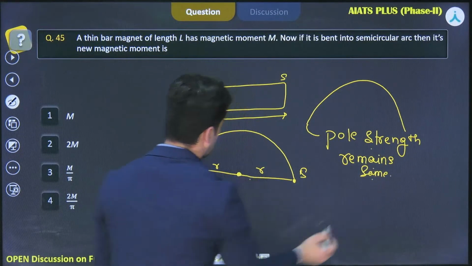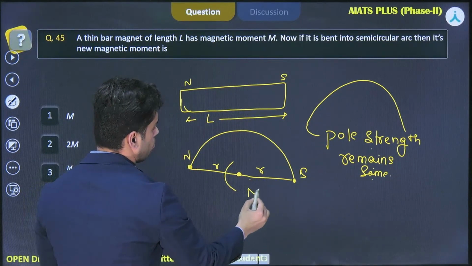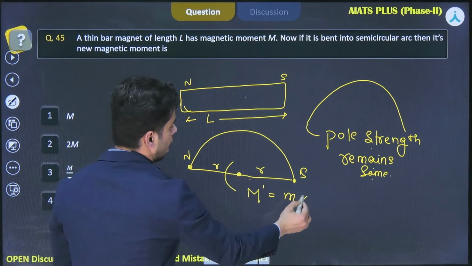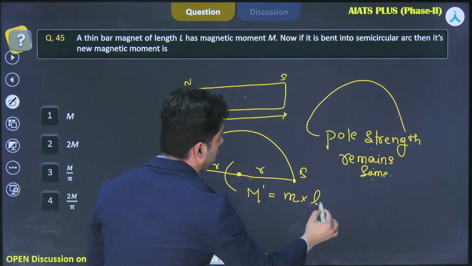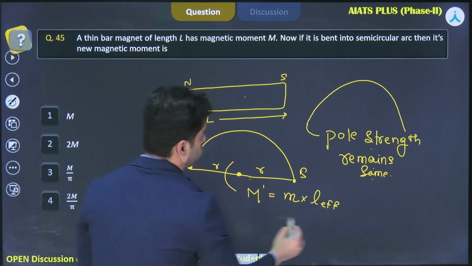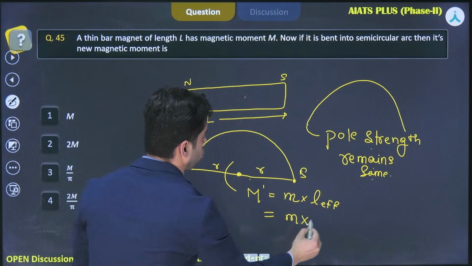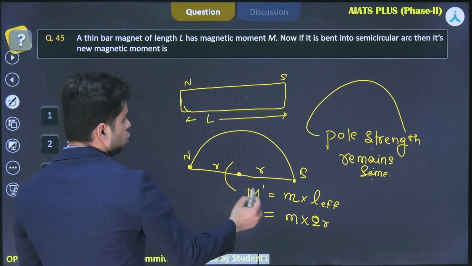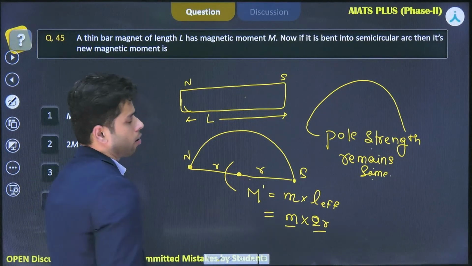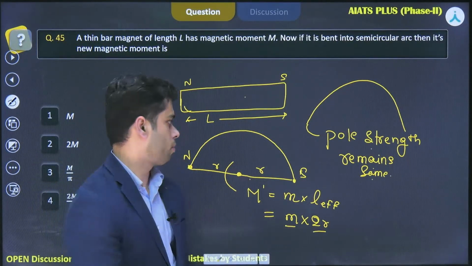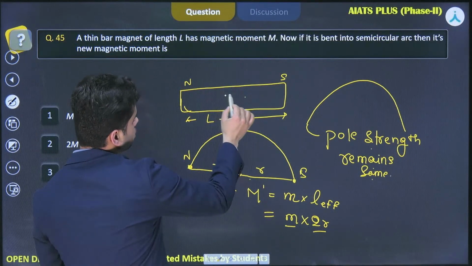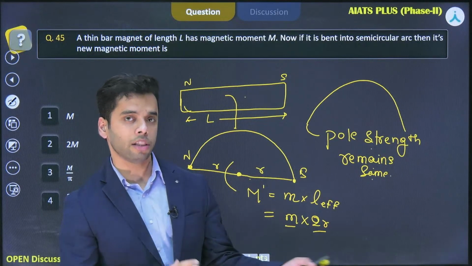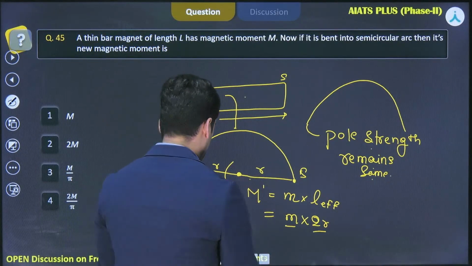Pole strength remains the same. That means the magnetic moment for this, M prime, will be equal to m into L effective, the new length between the poles. So it is equal to m into 2R. The new magnetic moment is equal to m into 2R. Now you need to figure out the value of R. If you are bending this bar magnet into a semicircular arc, then the circumference and the length of the bar magnet should be equal.